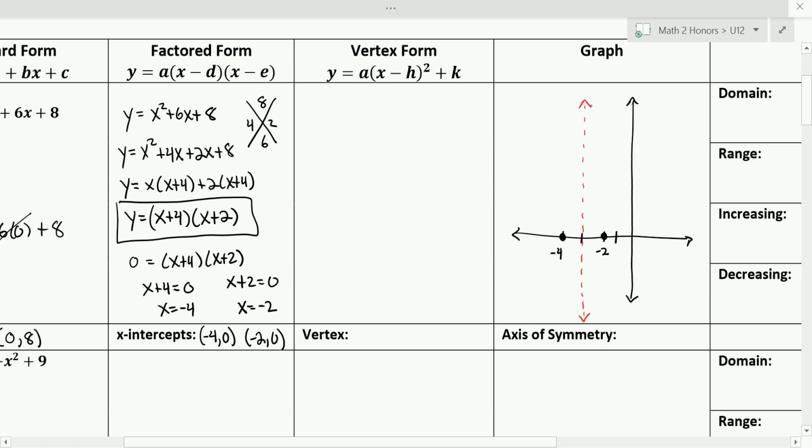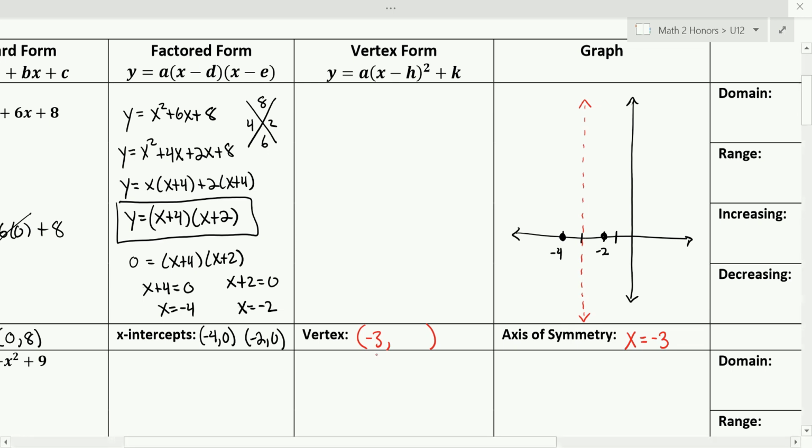And all vertical lines are in the form x equals some x value, in this case, -3. So x equals -3 is the equation of that vertical line called the axis of symmetry. Your vertex is going to sit on that axis of symmetry. So when I'm finding the vertex, I know the x value for the vertex is always the same as the x value of the axis of symmetry, because the vertex is in the middle and the axis of symmetry is in the middle.